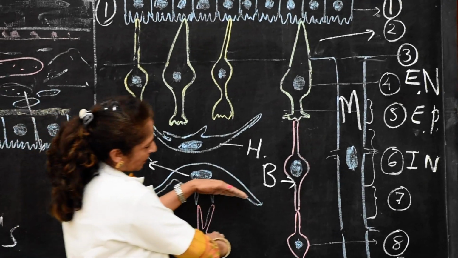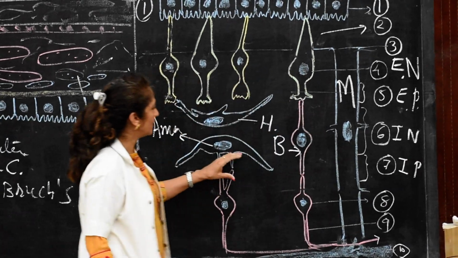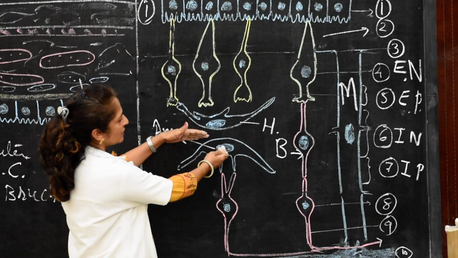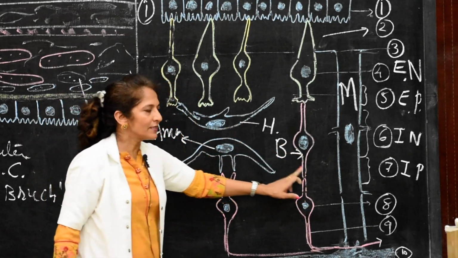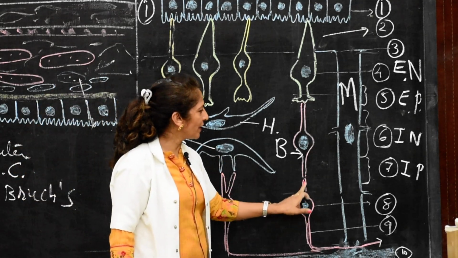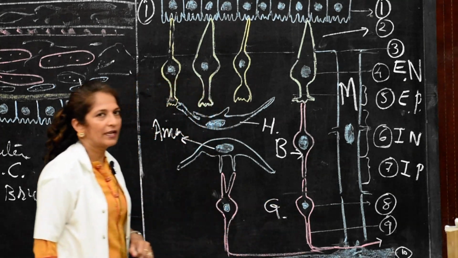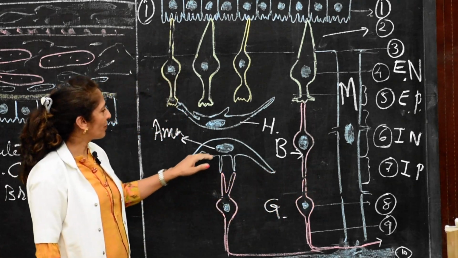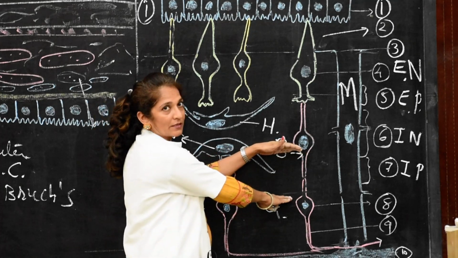Now the internal plexiform layer. The internal plexiform layer is made up of processes of the cells present in the nuclear layer, meaning processes of bipolar cells, processes of amacrine cells, and the peripheral processes of the ganglion cell layer. So the internal plexiform layer is made up of processes of amacrine, ganglion, and bipolar cells.